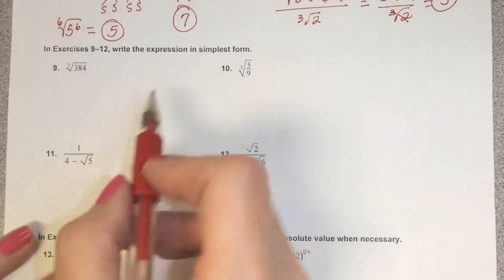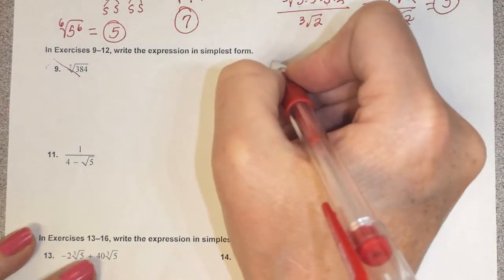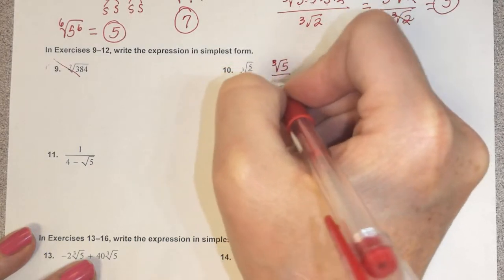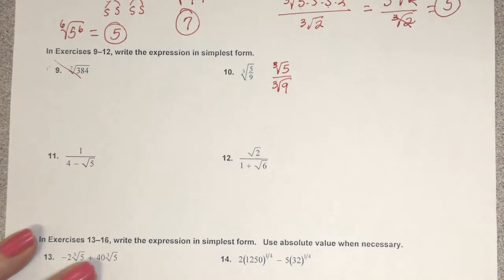All right. We don't really have time to do this one. We're going to do this one, though. This I'm going to split apart. Cube root of 5 over the cube root of 9. Is 9 a perfect cube root? But what is a perfect cube root?